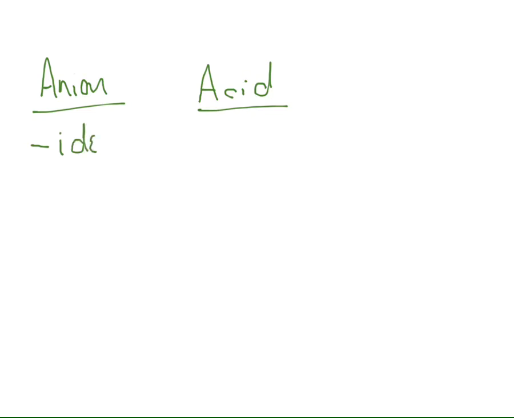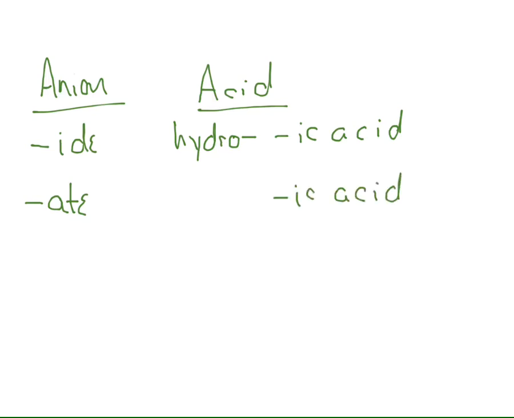Let me draw something here. This is the anion. This is the acid. If the anion ends in ide, then the acid is hydro-ic acid. If the anion ends in ate, like sulfate, carbonate, nitrate, all those ates, phosphate, then the acid is just ic acid. Drop the H, put ic acid, but no hydro. And if it ends in ite, sulfite, nitrite, things like that, then it becomes us acid. That's it. There's only three rules.